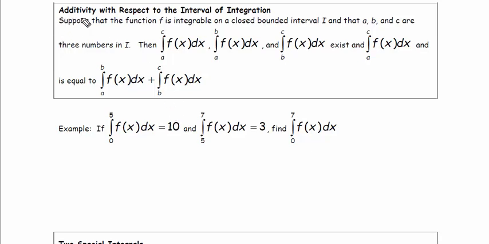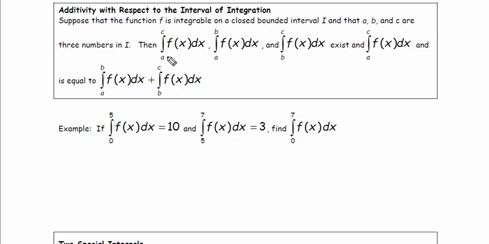Alright, additivity with respect to the interval of integration. See, this is very strange. That is not what it says. Additivity with respect to the interval of integration. There we go. So suppose that the function f is integrable on a closed bounded interval I, and that a, b, and c are three numbers in the interval I.